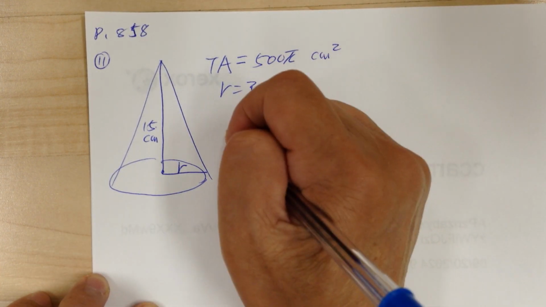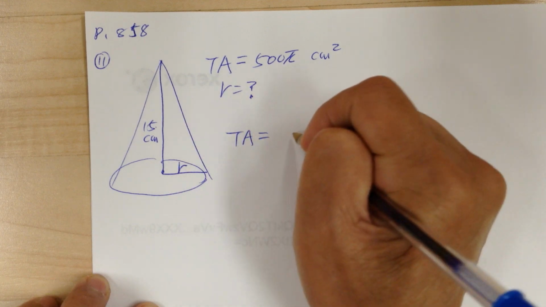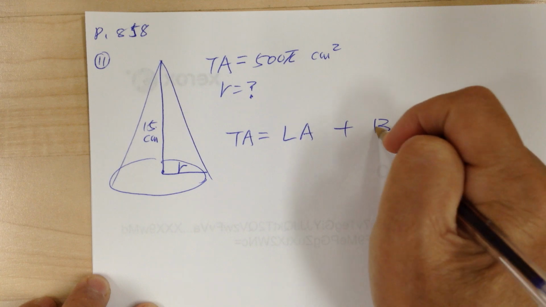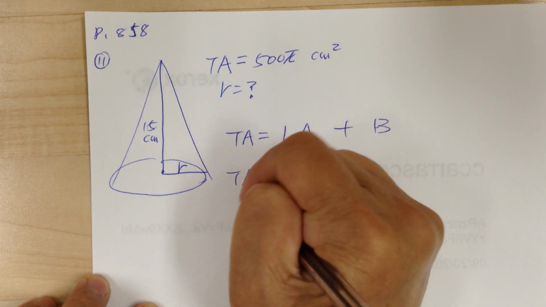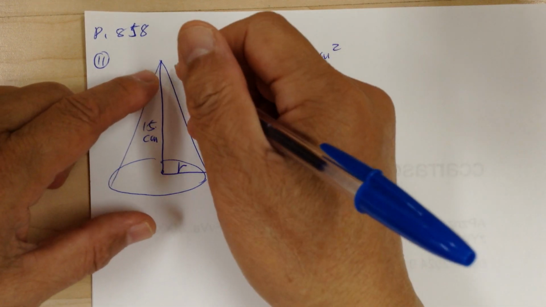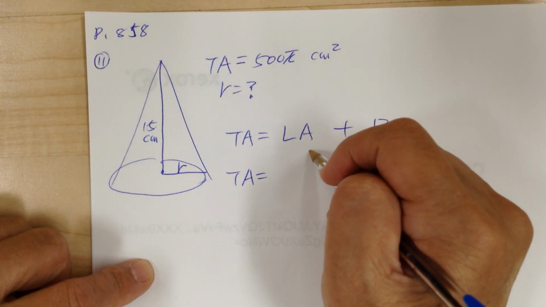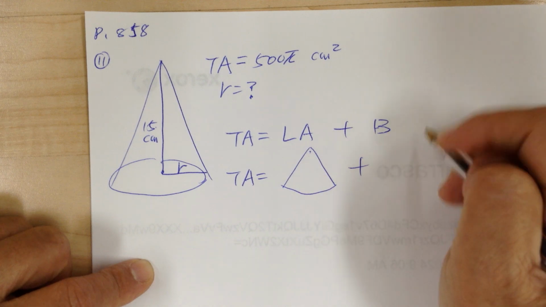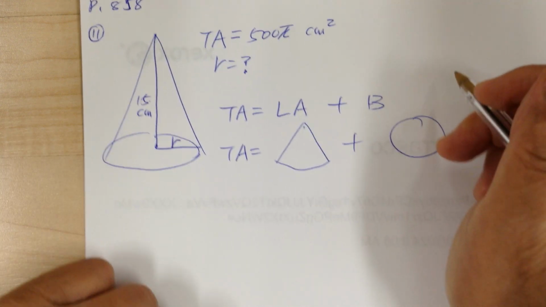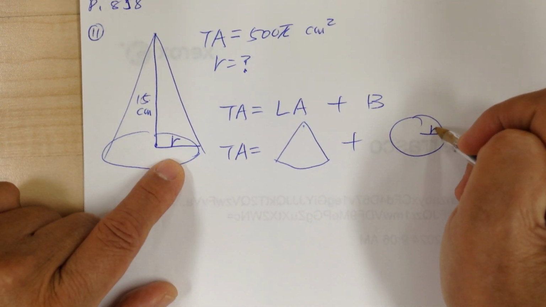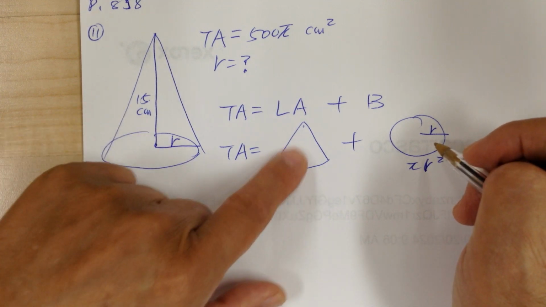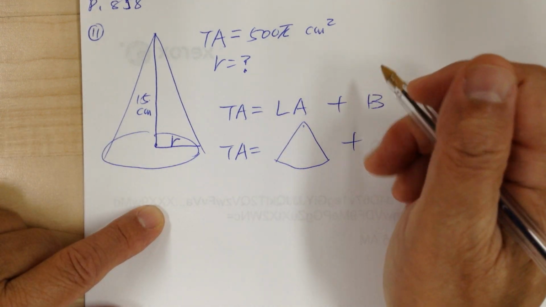Again, write down the formula for the cone. So the total area equals the lateral area plus 1 base, because the cone has only 1 base. Now the lateral area: if you have a cone and you cut it open, it's going to look like a sector. The base area is a circle with radius r, so this would be pi r squared.